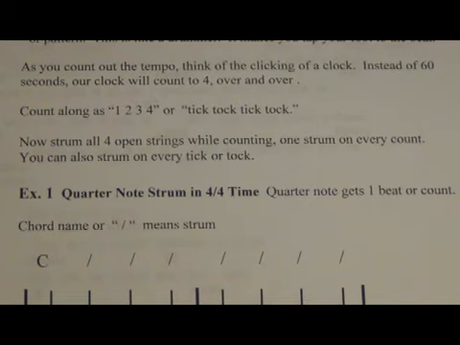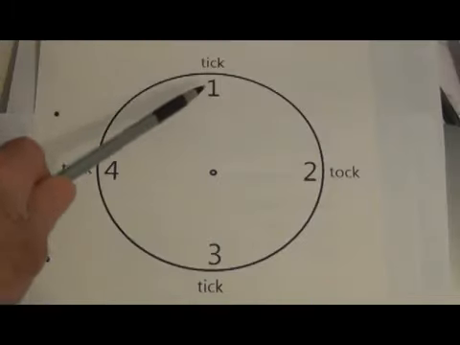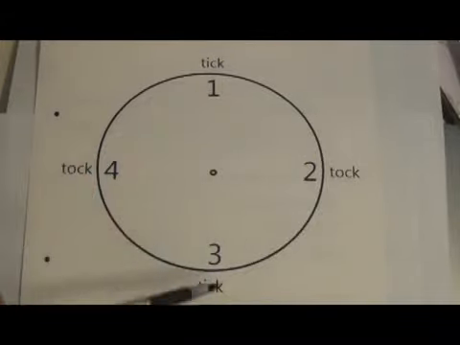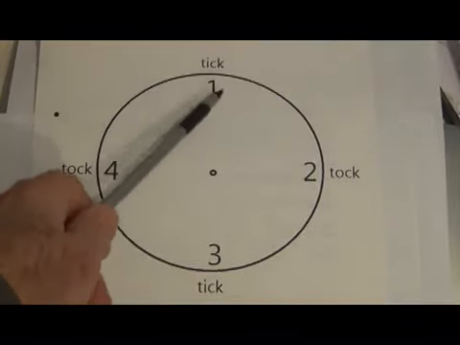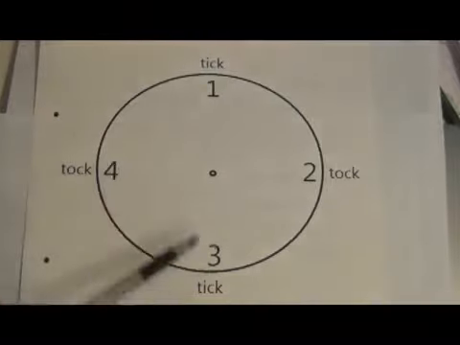Another way we're going to think of rhythm is, as we count the tempo, we're going to think of the clicking of a clock. But instead of 60 seconds, our clock will count to 4. Okay, so here's our clock. 1, 2, 3, 4. On 1 and 3, you're going to hear ticks. 2 and 4 will be tocks. So it'll be 1, 2, 3, 4, tick, tock, tick, tock.